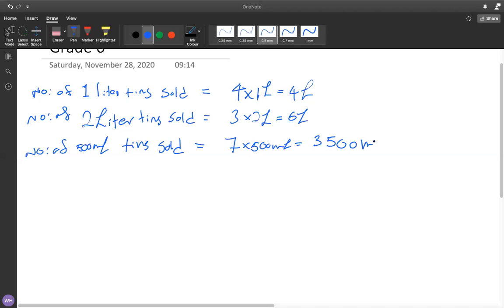So this much of milliliters, you can convert it into liters. How much? 3.5 liters. Am I correct? Right. So now they are asking the total amount of liters.